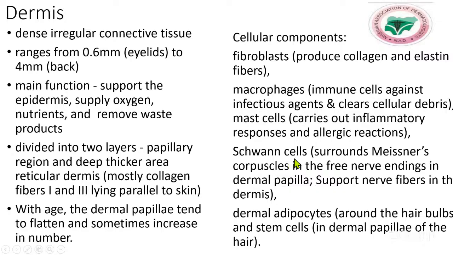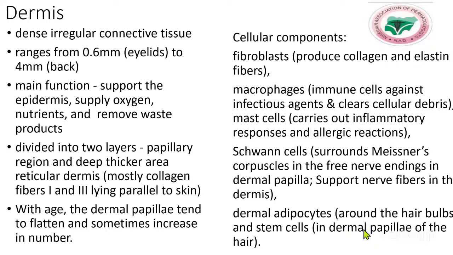The cellular components of the dermis include the fibroblasts, which produce collagen and elastic fibers, and macrophages that protect against infection. Then it contains Schwann cells. These Schwann cells surround the Meissner corpuscles and the free nerve endings in the dermal papilla. The dermal papilla is the area where the blood supply is, and it passes to the epidermis. So the Schwann cells support the nerve fibers in this area. Then the dermal adipocytes are also found around the dermal papilla of the hair.